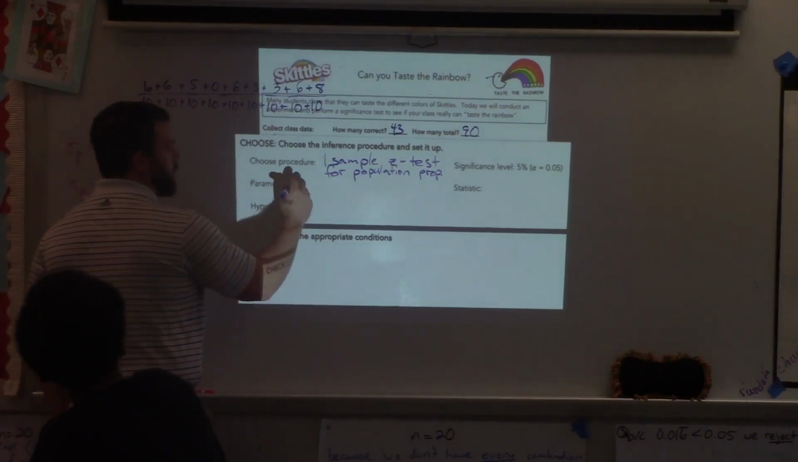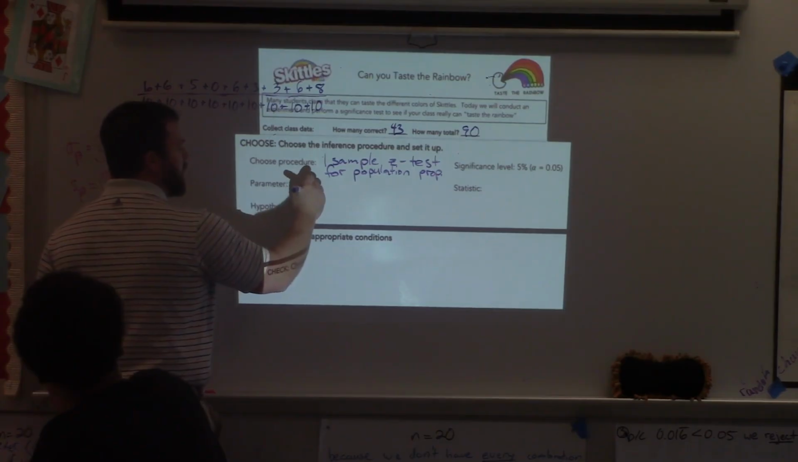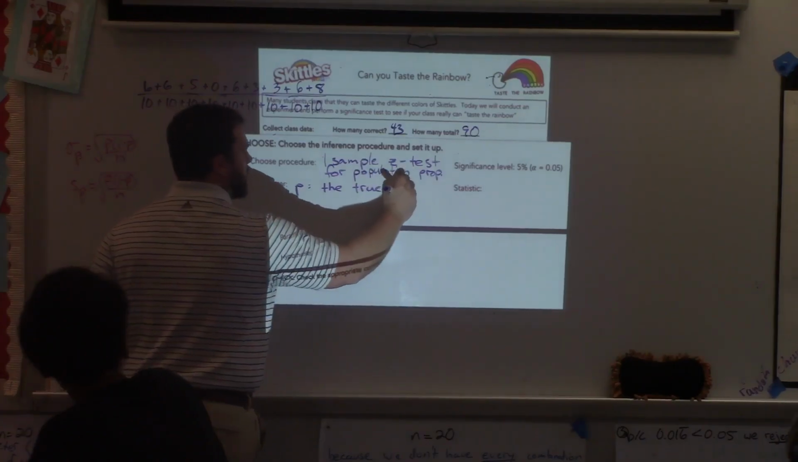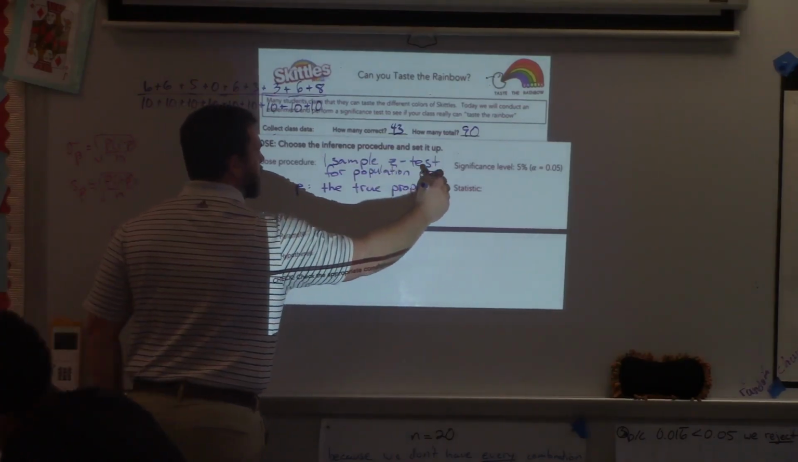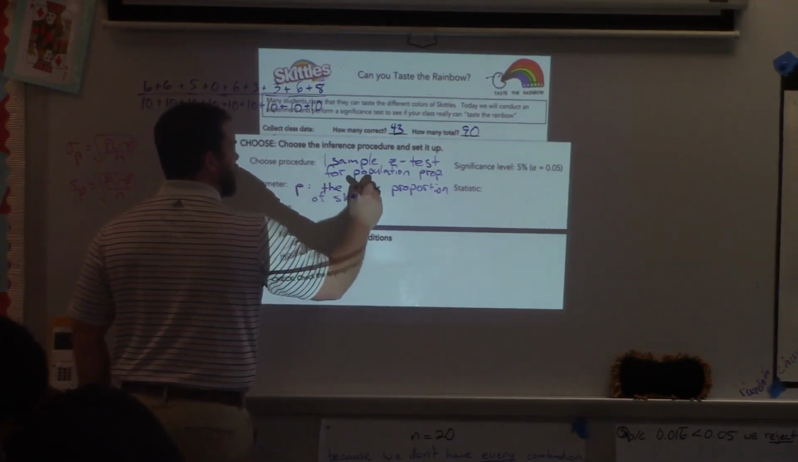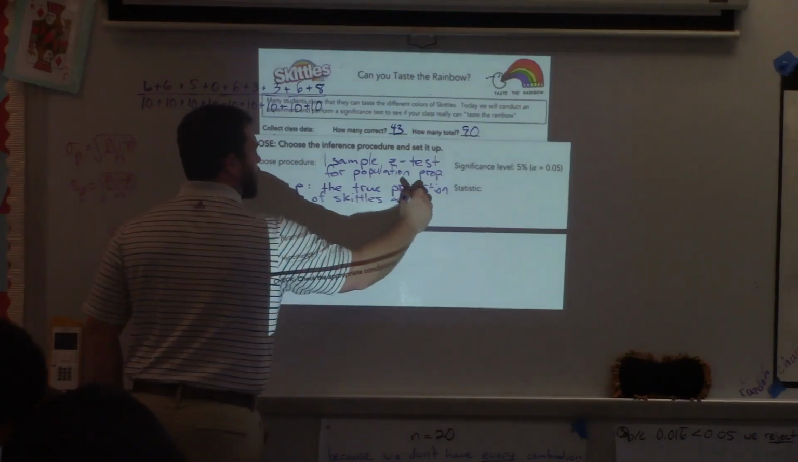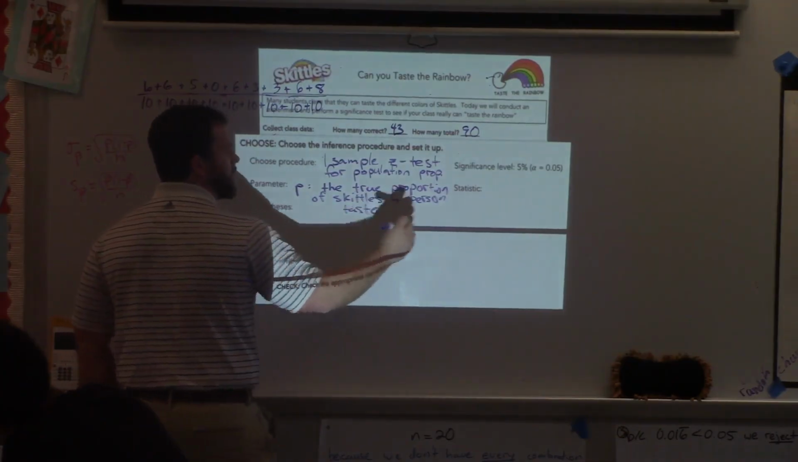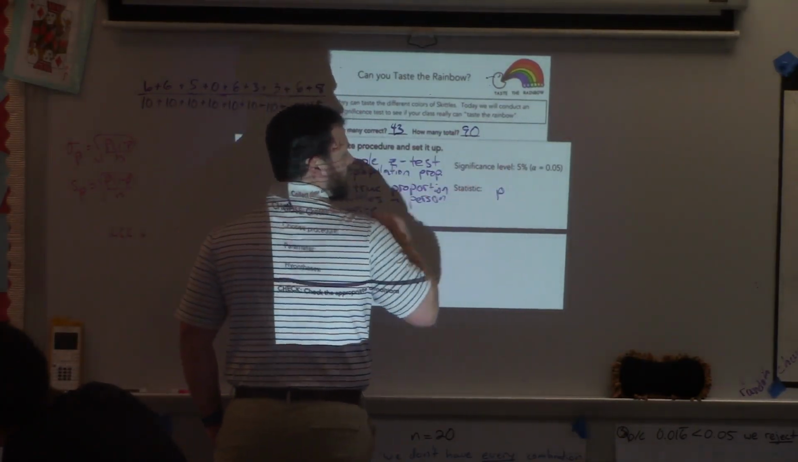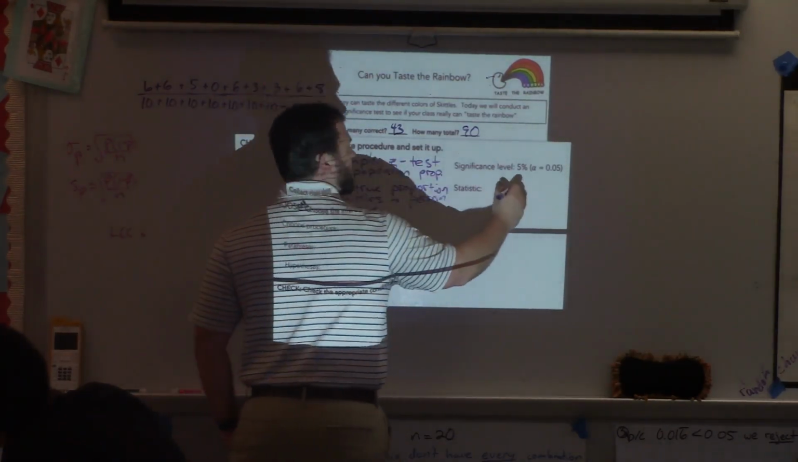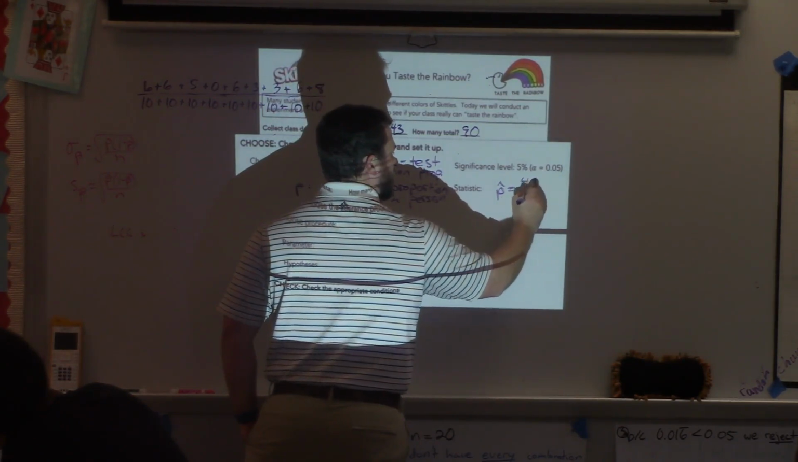Now our parameter is p, the what? True proportion of Skittles that a person can taste. Okay, so the true proportion of Skittles a person tastes. Okay. What is our statistic? p hat equals 43 out of 90. Beautiful. Okay.